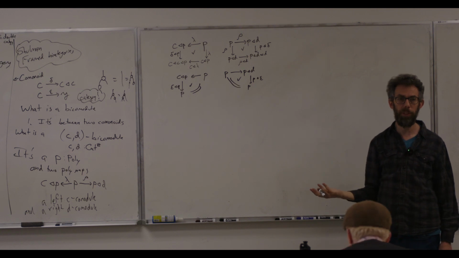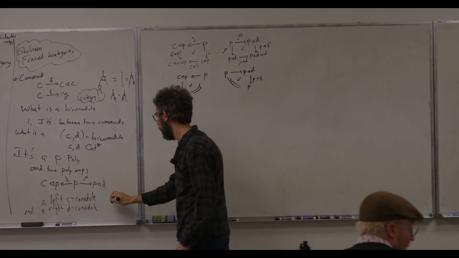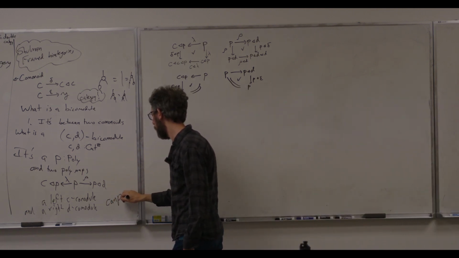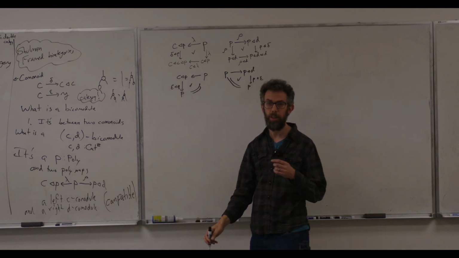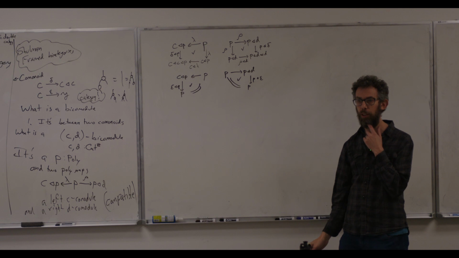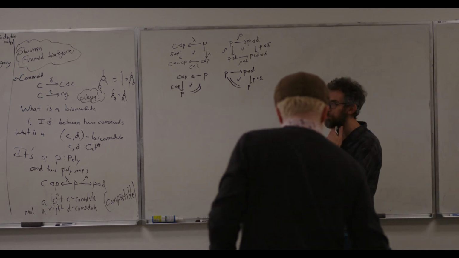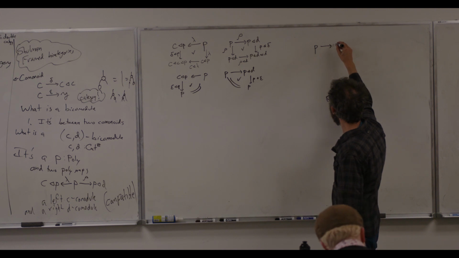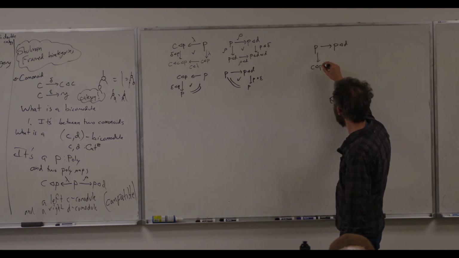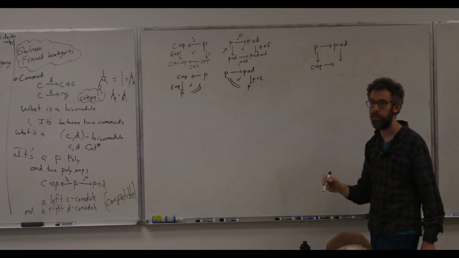And there's one more, which is the compatibility. So what's the compatibility here? The compatibility is that I could have done P tri D, or I could have done C tri P. Any guesses where to go from both of those?